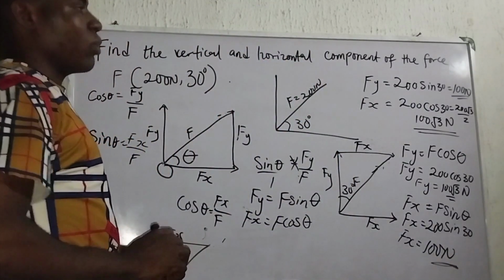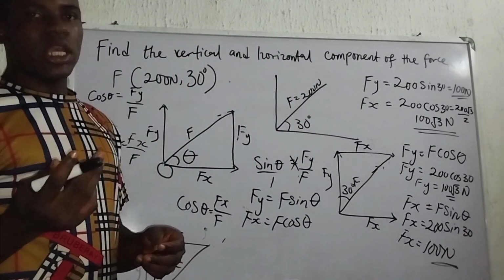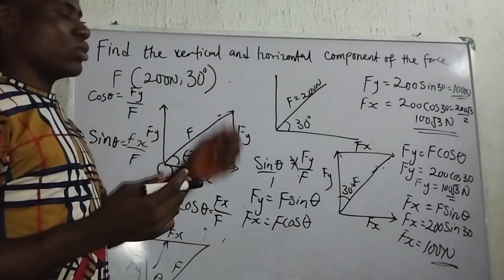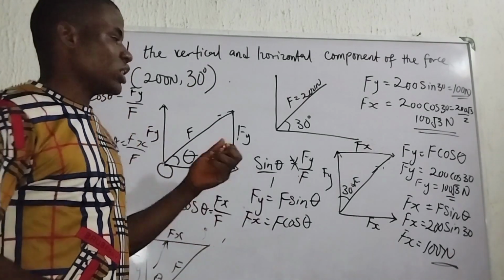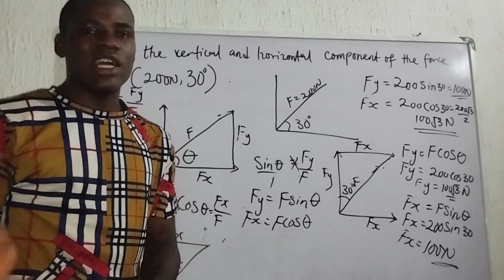So we've seen that we consider two things: when this 30 degrees is to the horizontal, and when the 30 degrees is to the vertical.